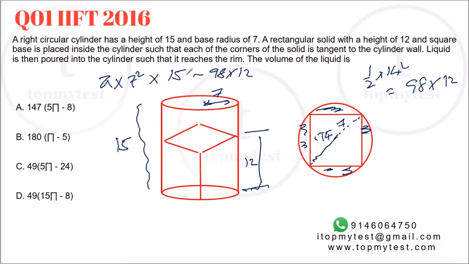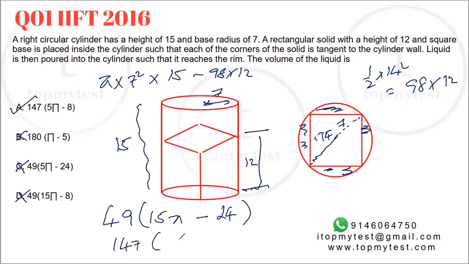If I take 49 common, that will be 49 into 15 pi minus 24. Right, so this is not going to work. This is definitely out. This is also out. So this has to be the correct answer. I can take a 3 out, so that will become 147 into 5 pi minus 8. So option A. Using the options, job done.